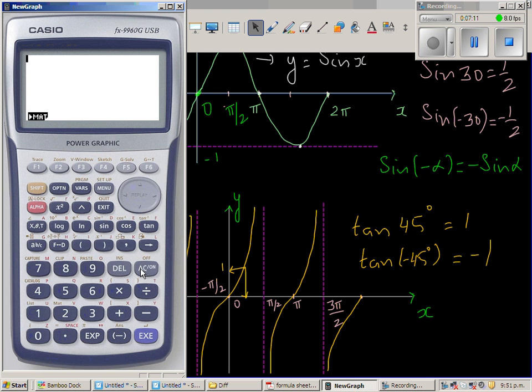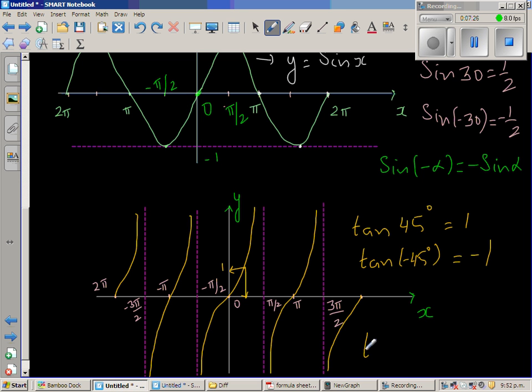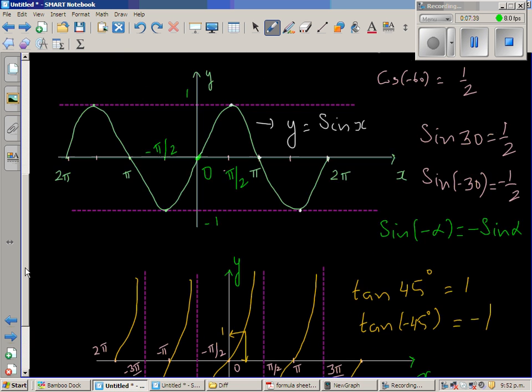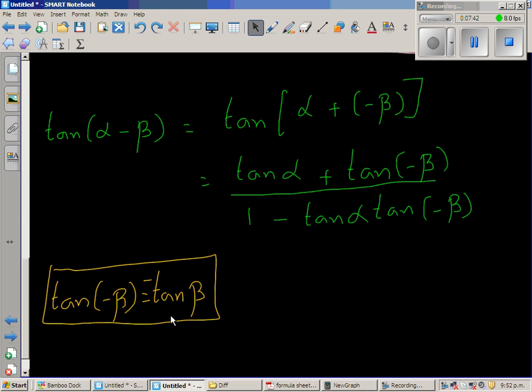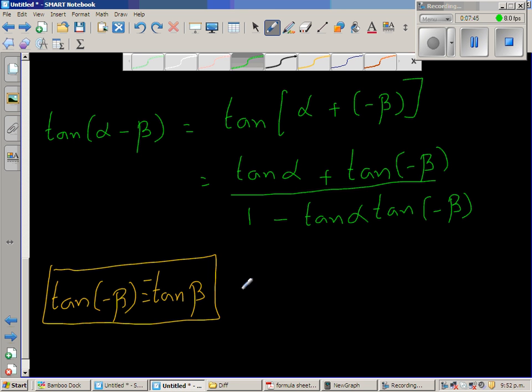Let me show this on a calculator. Tan 45 is 1, but tan negative 45 would be negative 1. Generalizing, tan of a negative angle is the same as minus tan of the angle. So tan negative alpha is minus tan alpha. It is similar to the sine graph. Using this rule, tan negative beta makes this a minus, and tan negative beta makes this negative into positive. So let me rewrite.